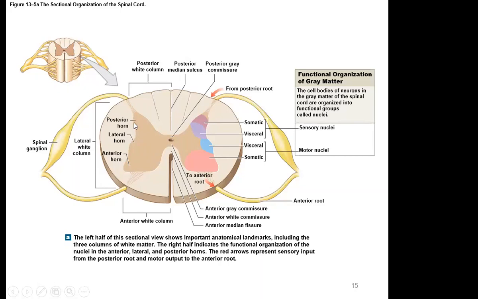So sensory information comes in which root? Dorsal, perfect. Motor information goes out which root? Anterior. Dorsal root plus anterior root equals what? Spinal nerve is always what? Mixed. Spinal nerve bifurcates to go into a dorsal ramus, which is going to innervate what? The back. Good. Skin and muscles of the back.